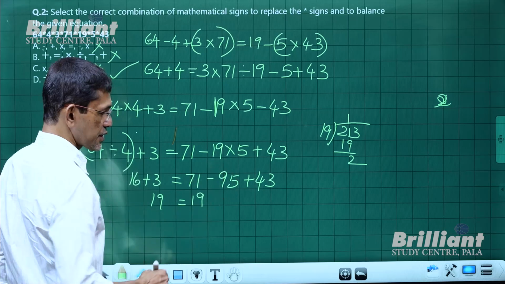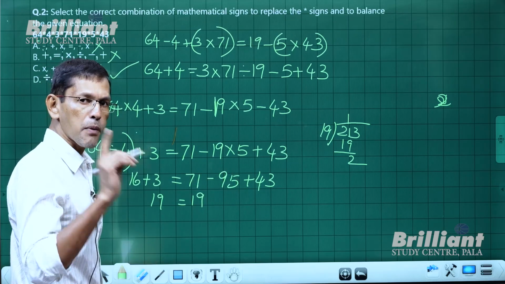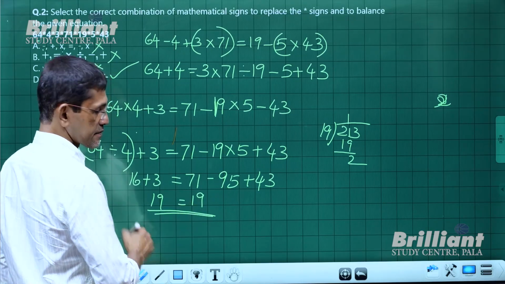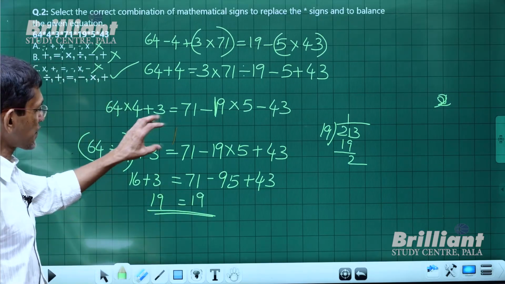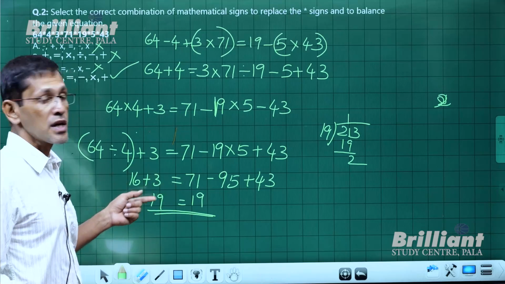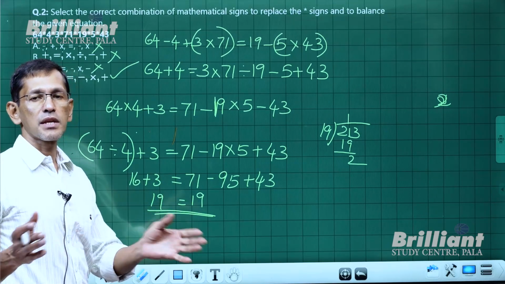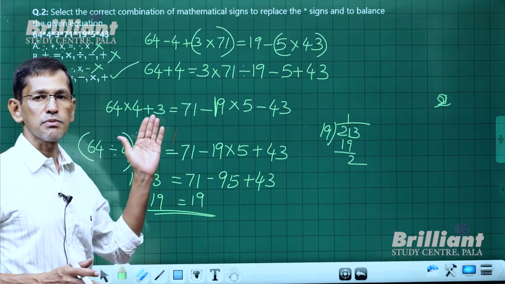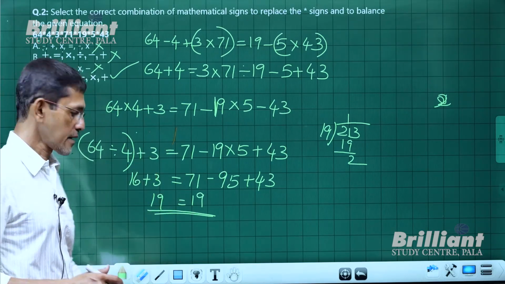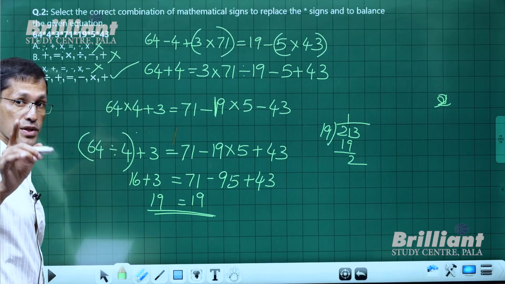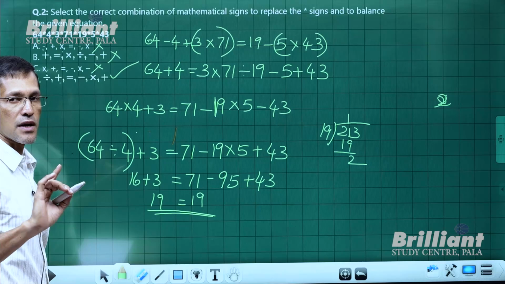71 plus 43, that is going to be plus 114, and this is minus 95. Satisfied. So these few seconds we have invested for checking out the last answer choice. You can save that time in the exam, because the last answer choice is going to be the correct answer. Because we have checked 1, 2 and 3, so the last answer choice is the correct answer. Without checking it, you can confirm.